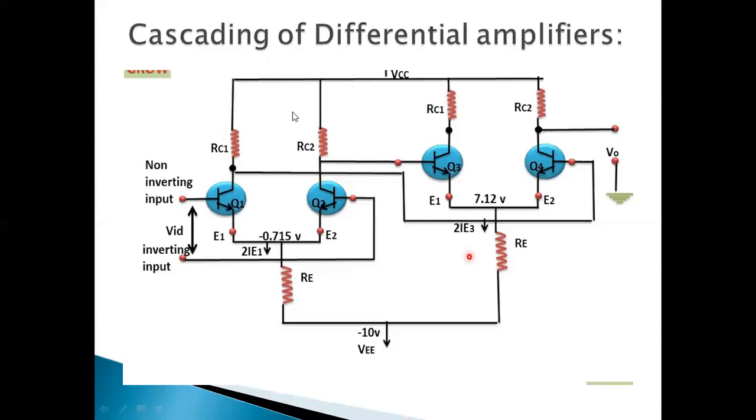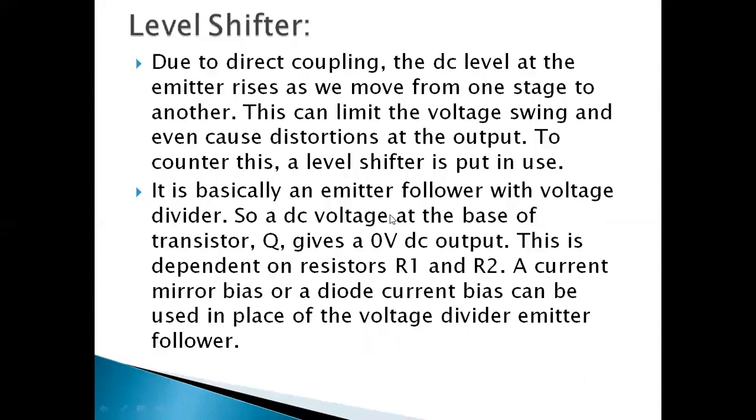So we are cascading two differential amplifiers. You can also cascade more differential amplifiers depending on the application. But the main condition which we have to follow is that we should use matched transistors. So that is the cascading of differential amplifiers.